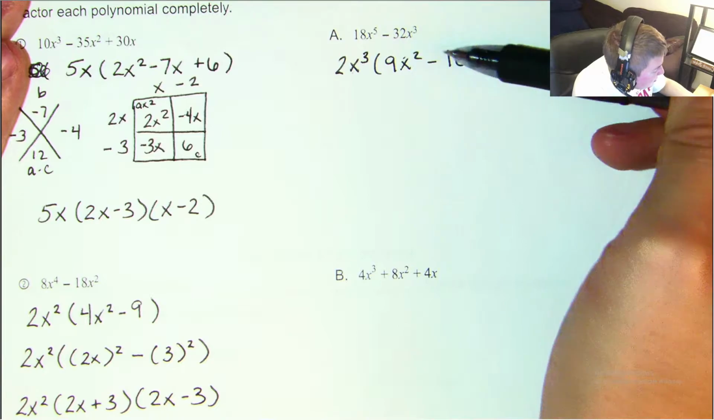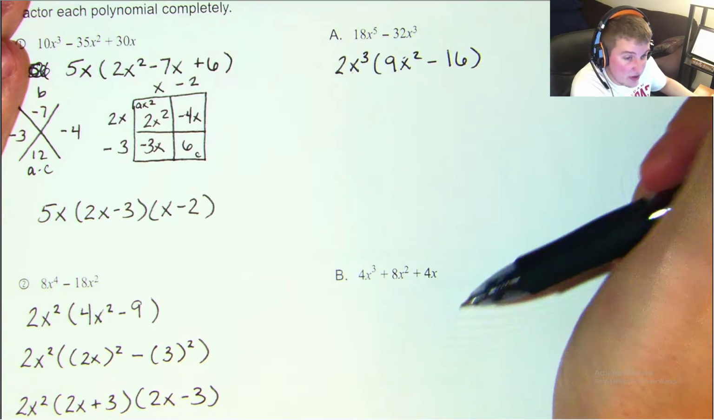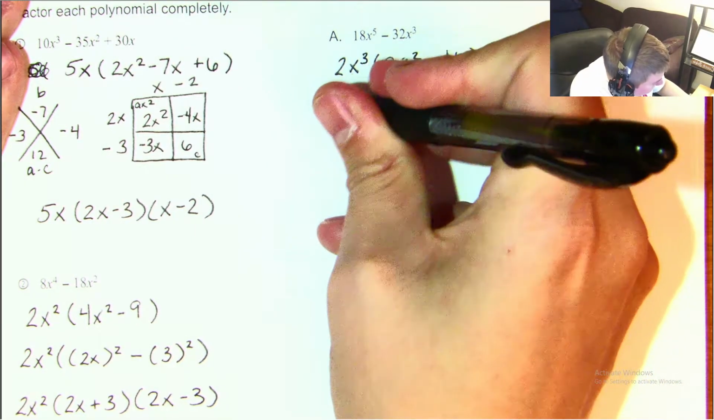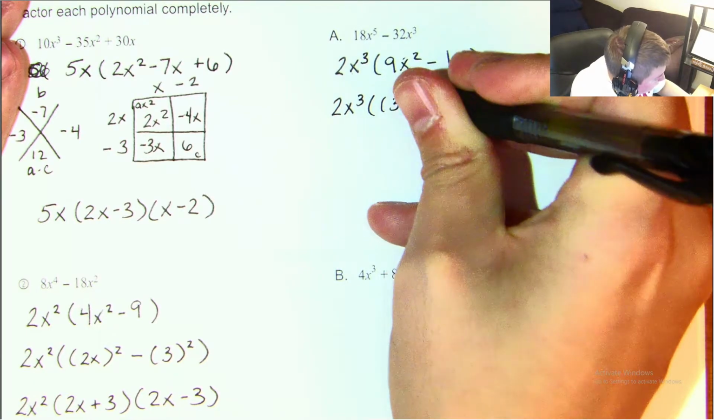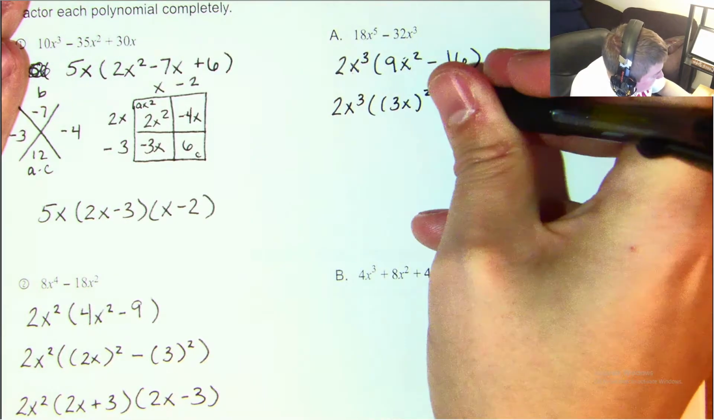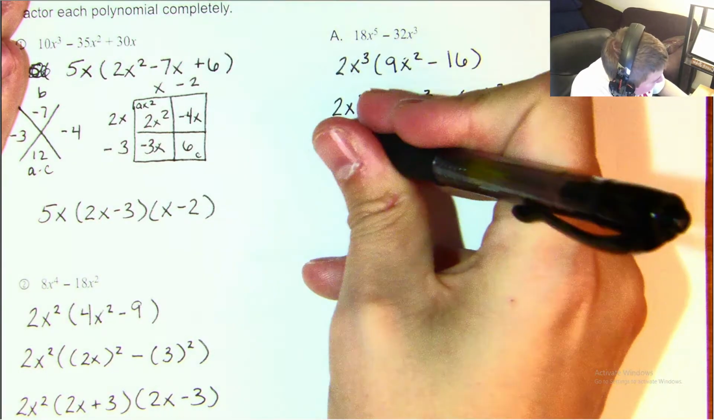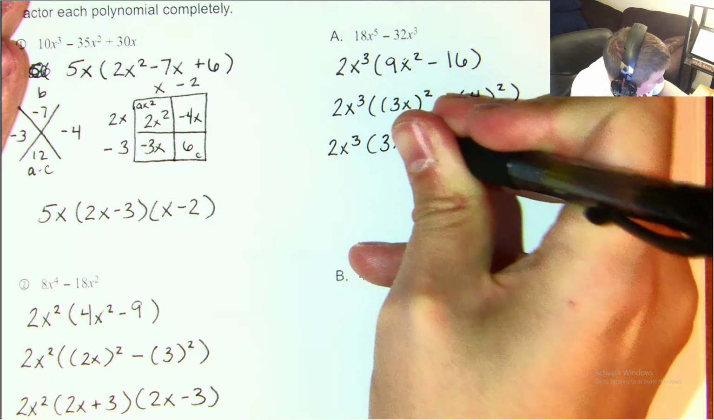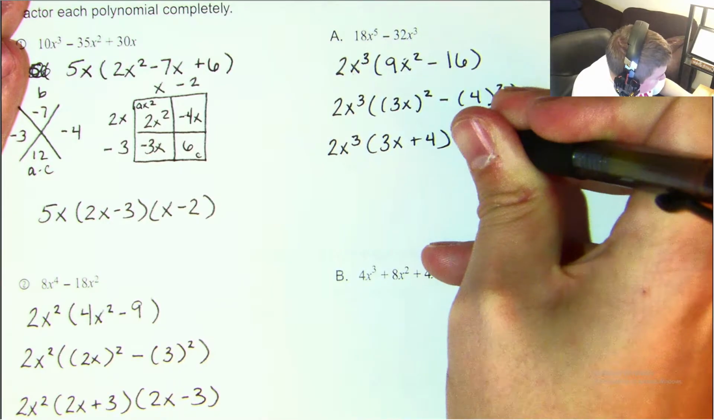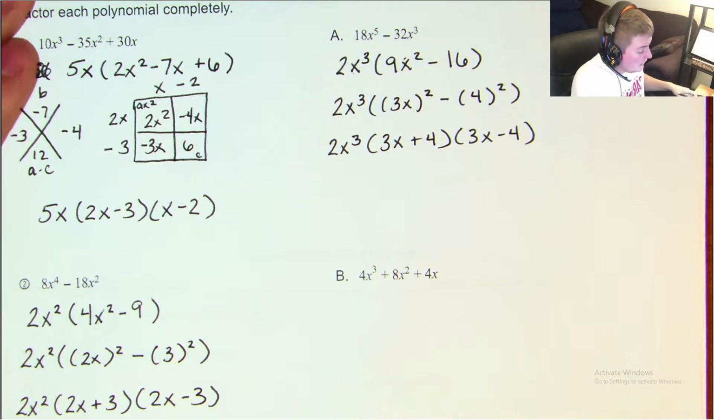I have 2 terms, so I have to use special patterns, and I identify 9 and 16 as perfect squares. So I'm going to go ahead and factor this using a difference of squares. The root of 9x squared is 3x, and the root of 16 is 4. So this is going to factor into 2x cubed times 3x plus 4 times 3x minus 4. And that's it.